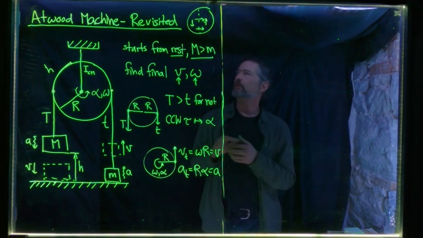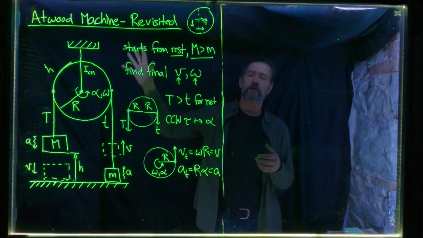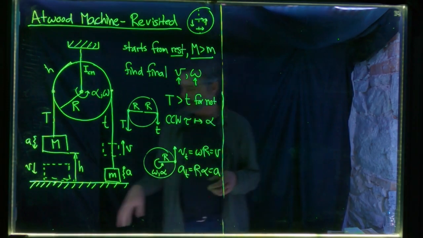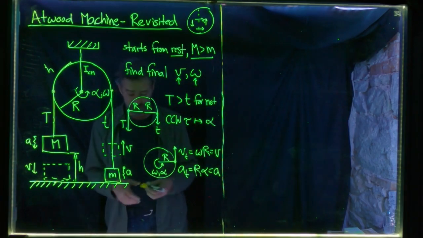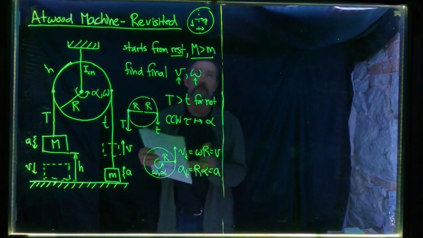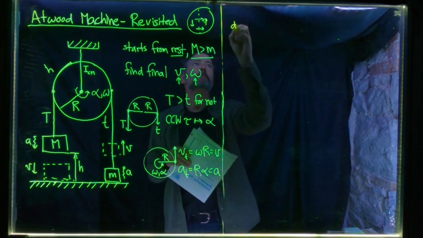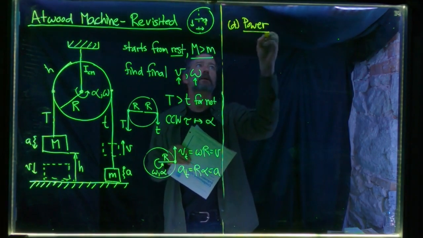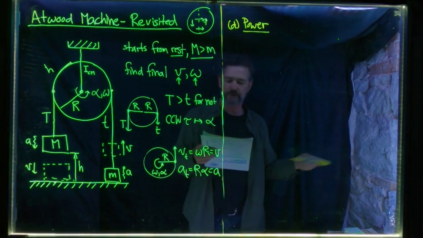Okay, so finally we're going to look at this Atwood machine from the point of view of power, rates of energy transfer. And this is really interesting as well. Okay, so that's part D here. We're going to look at it from the point of view of power, or rates of energy transfer.